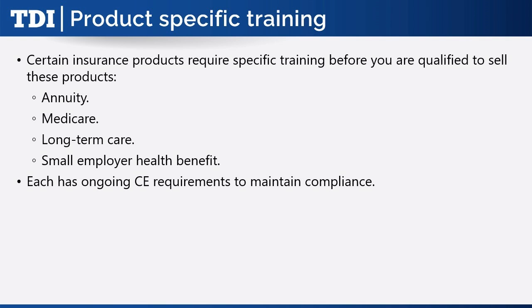So, just shifting gears a little bit, obtaining a license generally authorizes you to sell a certain line of insurance products. However, the insurance code requires additional training if you're an agent wanting to sell certain insurance products. There are certifications you must take before you sell them, and then ongoing CE you need to maintain that certification. Those products are annuities, Medicare, long-term care, and small employer health benefit plans. We're going to go into more detail on each requirement.